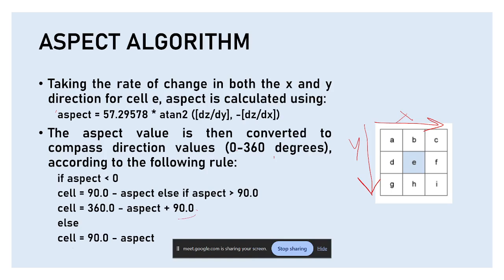Or if the cell is anything other than these two, that is, if it is not less than 0 or not greater than 90, something else, then you do this. So this is kind of like you're giving some conditions. And why are we doing this? Because the aspect that you calculate initially by using this equation will not give it in terms of 0 to 360 degrees or in the compass direction value. So you need to convert it into the compass direction value based on this logic. Okay, this is the rule that is being followed.